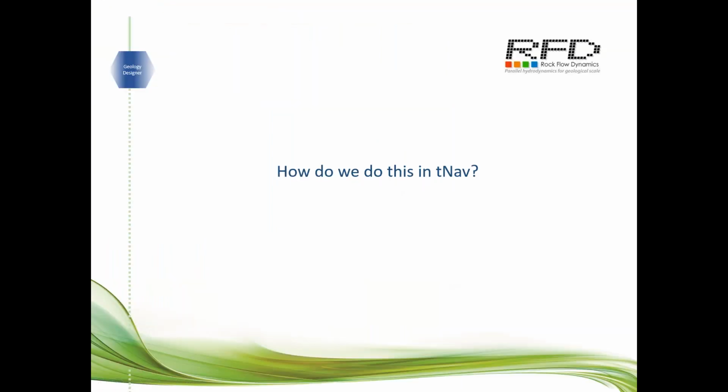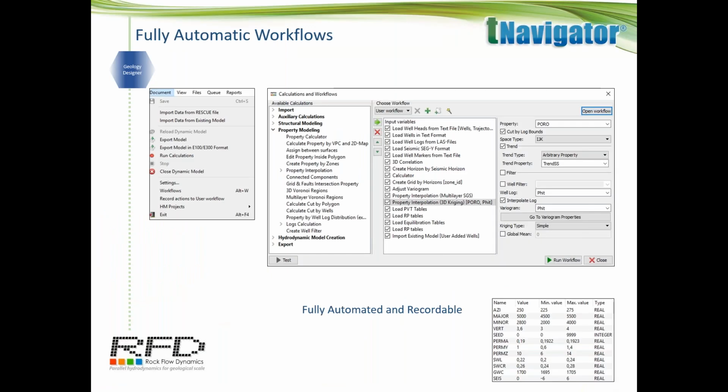Okay, so how do we do this in tNavigator? Just a last slide here, and this really shows one of the functions that we have within tNavigator, and it's obviously a powerful function. Here we have incorporated a workflow style engine. In tNavigator, we have two operations: record actions on user workflow, and also the operation just using workflows. If I click on user workflows, we have the capability of creating our own workflow that automates various processes that you want to perform within the project.